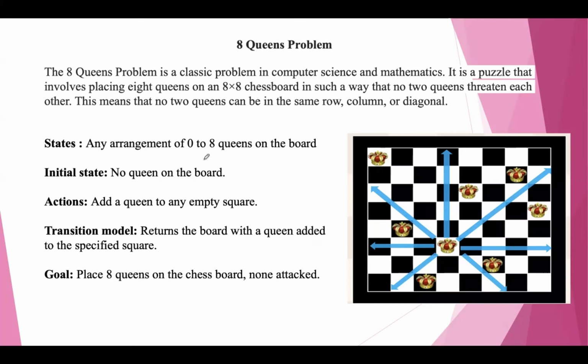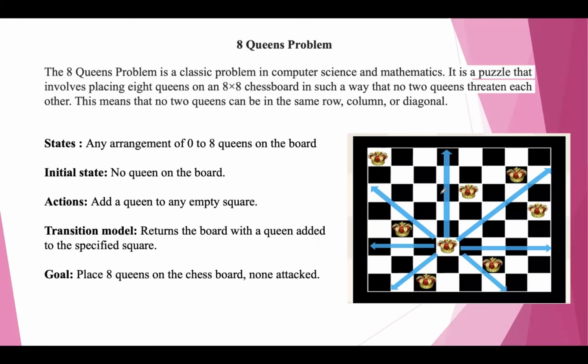The states: you can arrange 0 to 8 queens on the board. The initial state: initially there is no queen on the board, so there are 0 queens. Actions: you need to add a queen to an empty square. Like that you need to add all 8 queens. And the transition model returns the board with a queen added to the specified square.